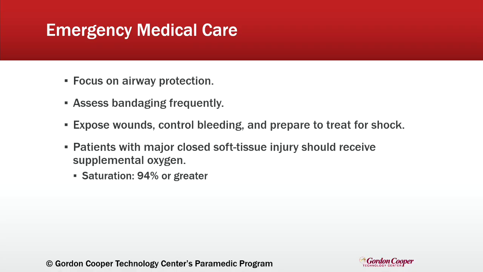The emergency care of face and neck injuries must always prioritize protecting the patient's airway. Frequently assess your bandages, and if blood soaks through them, use additional methods to control bleeding. You should also expose wounds, control any bleeding, and be prepared to treat for shock. Always evaluate patients with major closed soft tissue injuries to see if they need supplemental oxygen to maintain a saturation level of 94% or higher.